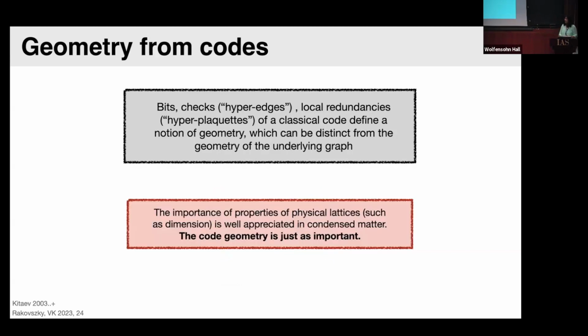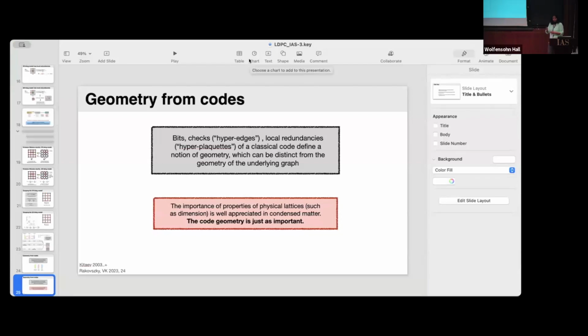And in condensed matter, we deeply appreciate the properties of physical lattices and their dimension. We know that there's this deep difference between the 1D Ising model and the 2D Ising model, but actually, you know, whoa, what happened?